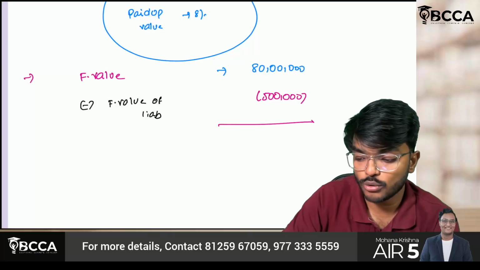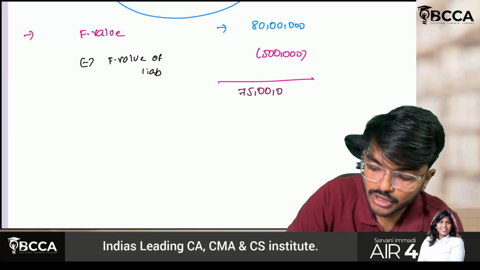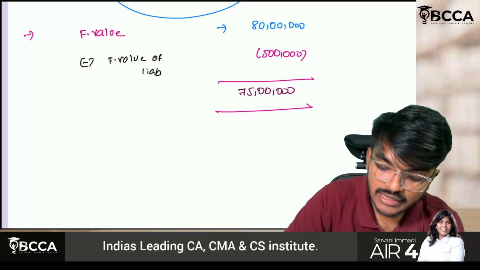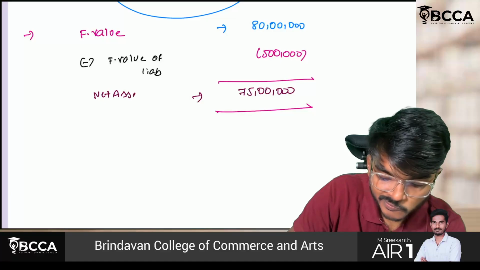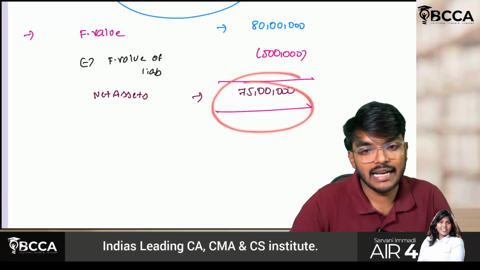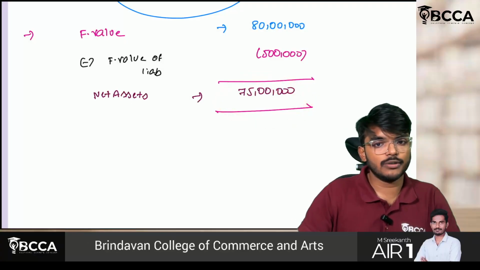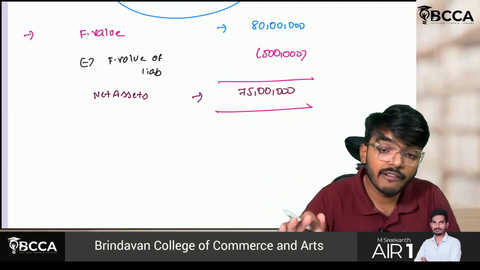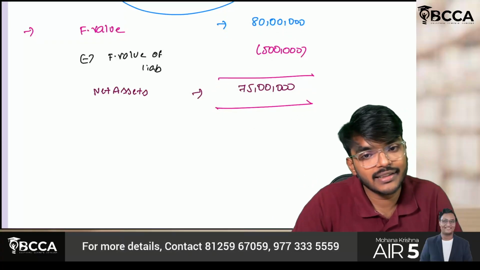Sir, can you tell me the difference amount? Difference amount is nothing but 75 lakh rupees. This 75 lakh rupees is nothing but net assets. I think this point is clear. Till this point, I think this is completely clear. Okay? Yes sir. Now the problem is, this 75 lakh rupees of net assets.